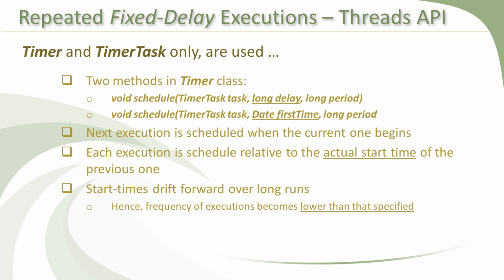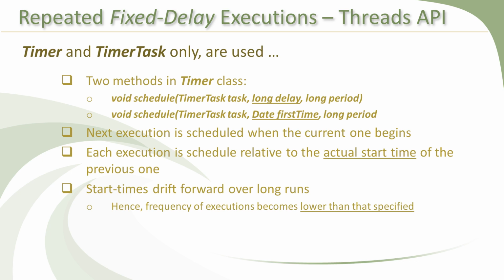For example, if you specify that the task should run every 2 seconds, then its frequency is 30 times per minute. However, in the long run, you will observe that the frequency comes out to be lower than 30 times per minute because of some milliseconds difference between the scheduled execution time and the actual execution time.